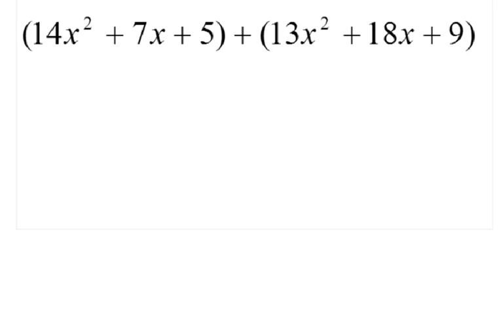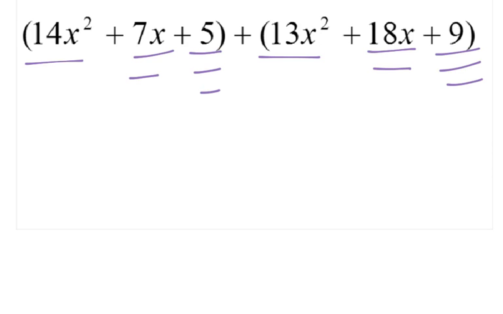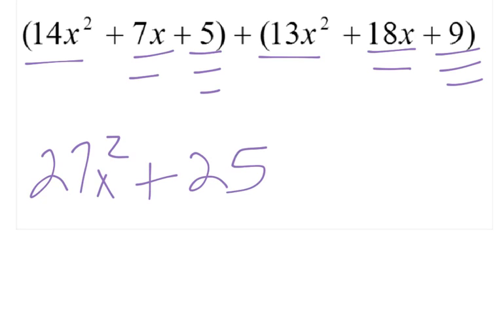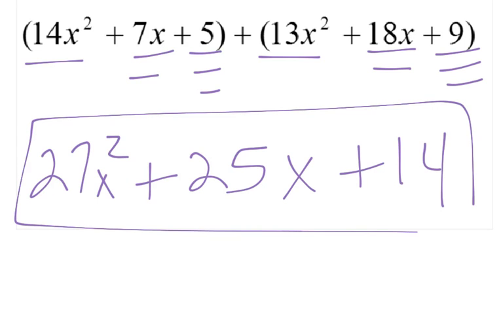We have another one with two sets of parentheses and nothing between them but the plus, so you're once again just combining your like terms. 14x squared and 13x squared, 7x and 18x, and then your 5 and your 9. So 14 and 13 gives you 27x squared. 7x plus 18x gives you plus 25x, and 5 plus 9 gives you plus 14. Keep in mind that when you are simply adding or subtracting, you do not change the exponent at all. Exponents are just used to group like terms.